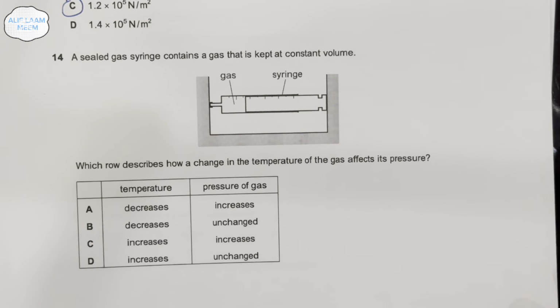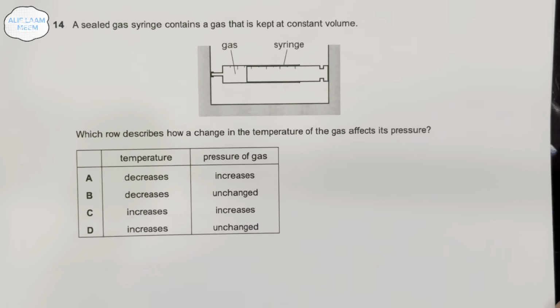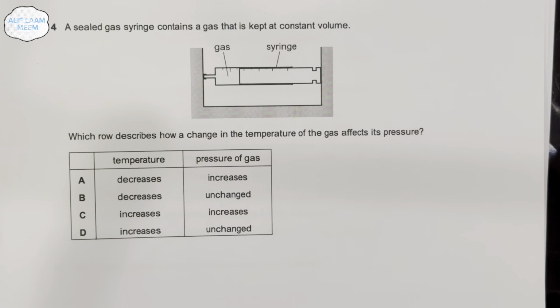Question number 14 is that a sealed gas syringe contains a gas that is kept at constant volume. Which row describes how a change in the temperature of the gas affects its pressure? What is the pressure in the gas? Pressure in the gas is due to the particles colliding with each other and colliding with the walls of the container. When the temperature increases, the collisions increase because they have more energy, so they vibrate more, so they have more chances to collide with each other.